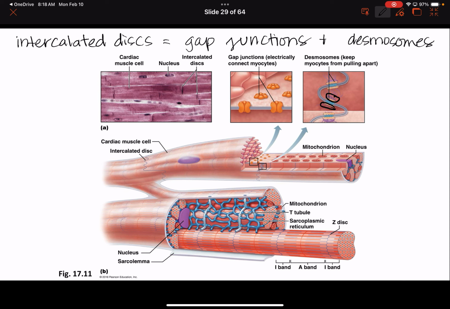Okay. And then remember, they do have that branching, so that they're all connected, so that they can allow for the ions to move through these pores and the gap junctions. And this allows the action potential to get sent from cell to cell to create a wave-like contraction of the heart. But that should also be in your notes.